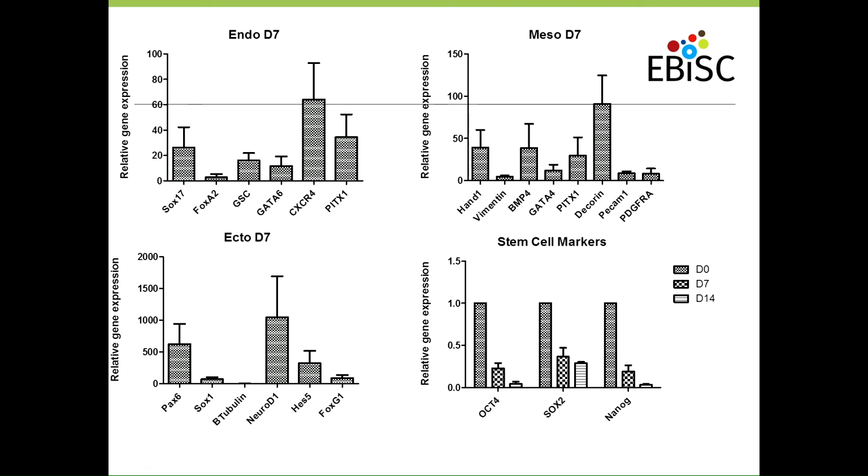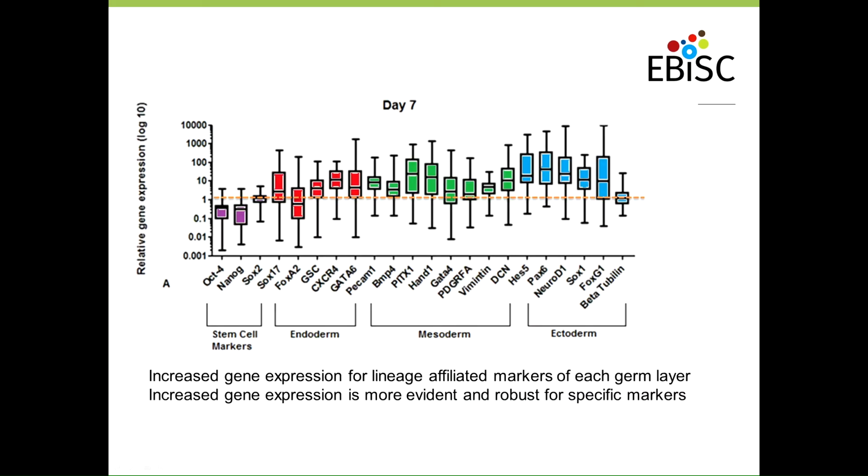So once you run the assay, basically what you get is a readout like this. So you see the relative gene expression to the undifferentiated control for all of your genes across the germ layers and your stem cell markers. When you put all the data together, you're again able to build one of these quite useful sets. And you can again see that there is increased gene expression for lineage-affiliated markers for each germ layer. But also we found that some genes were more robust. And this enabled us then, so I just highlighted the ones there that were more robust, basically means you can cut down the amount of markers that you use for the assay and still retain all the information that you want.